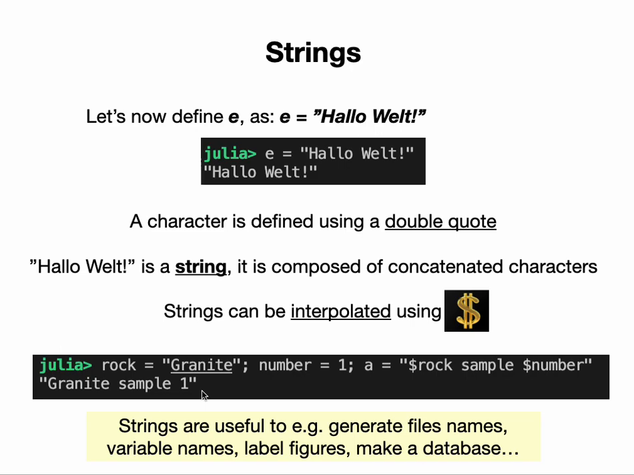So these are two examples of how to construct strings, and they will come in useful at some point, because strings are used to generate file names and variable names. They're used to label the figures or the axes of the figures, and to make, for example, a database, you will need to generate strings. So it's very important to know how to deal with strings.